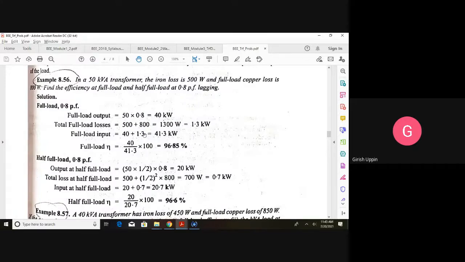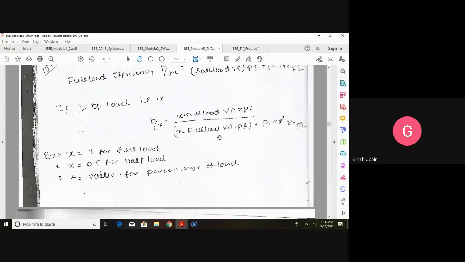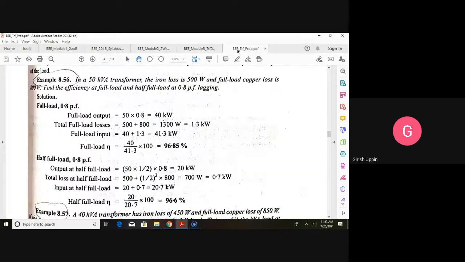Or you can use this method. Whichever is easy for you, you can do that. Similarly, for the half full load, everything remains the same, no change. Only X, instead of 1, you take it as 0.5. Here it would be 0.5, here it is 0.5, 0.5 square. So you will get the efficiency as 96.6.